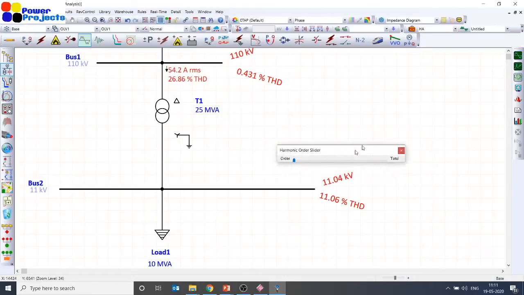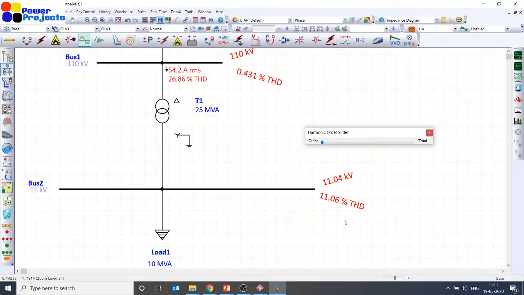right? Yes, there is about 11.06 percent voltage total harmonic distortion at your bus 2, that is at 11 kV, and the voltage total harmonic distortion is 0.431 percent at bus 1. That's on the HV side, and your current harmonic is about 26.86 percent. So what are the results which you need to compare? Your voltage total harmonic distortion, voltage individual harmonic distortions, current total harmonic distortion, current individual harmonic distortions, all these 4 parameters with respect to IEEE 519 guidelines at the point of coupling.